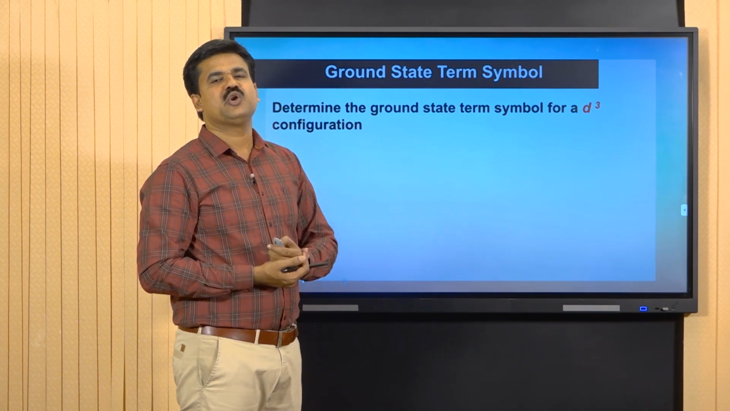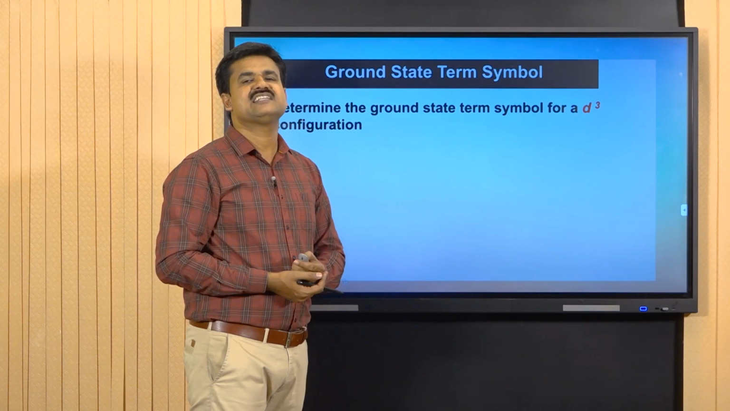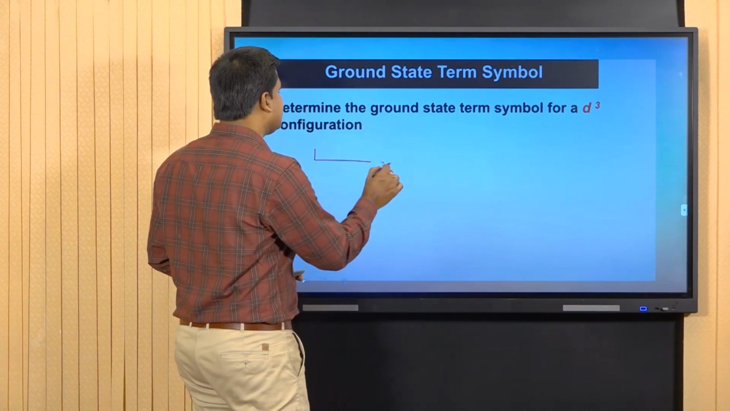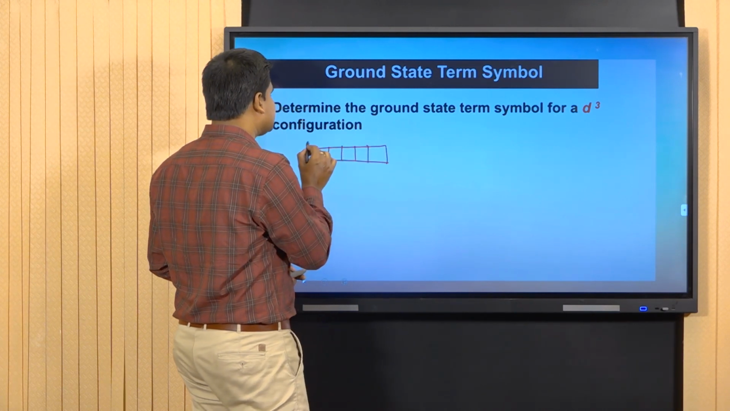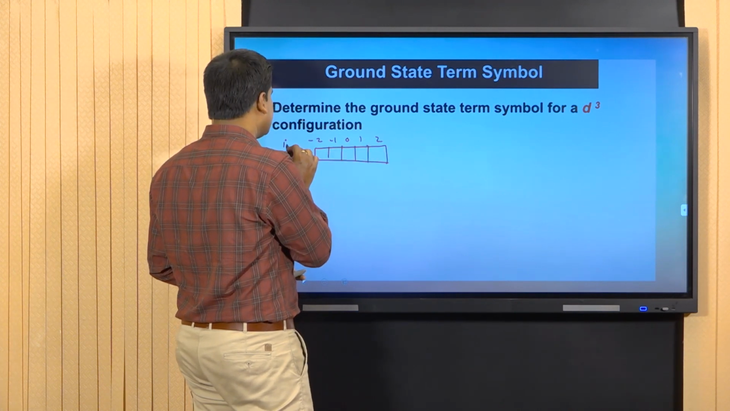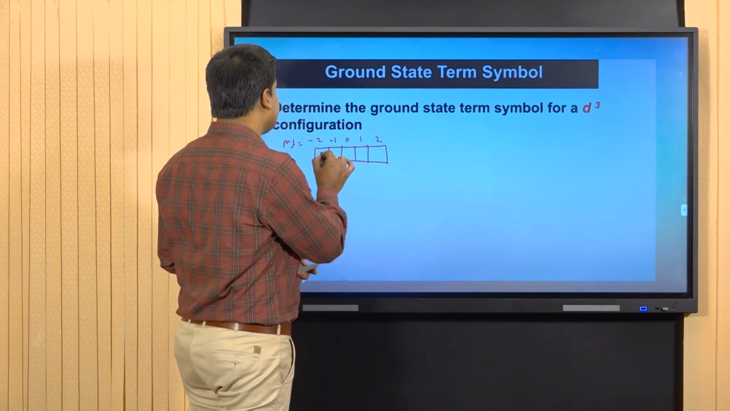Now we can move on to another illustrative example. That is, we are going to discuss the ground state term symbol for a d3 configuration. First of all, we have to represent the 5 d orbitals and their ML values. There are 5 d orbitals. ML values are -2, -1, 0, 1 and 2. This is about the values of ML. And we have to represent the d3 arrangement based on Hund's rule.